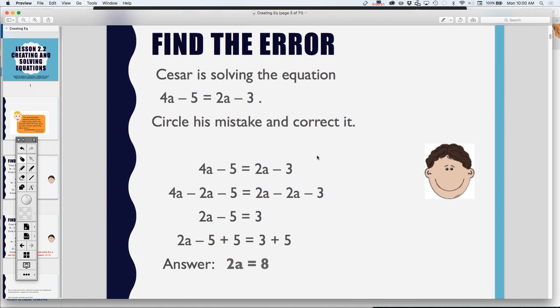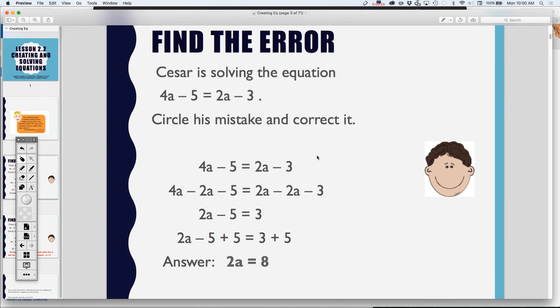Okay. Find the error. Caesar is solving the equation 4a minus 5 equals 2a minus 3. Circle his mistake and correct it. All right, go ahead and try to find out where the mistake is.